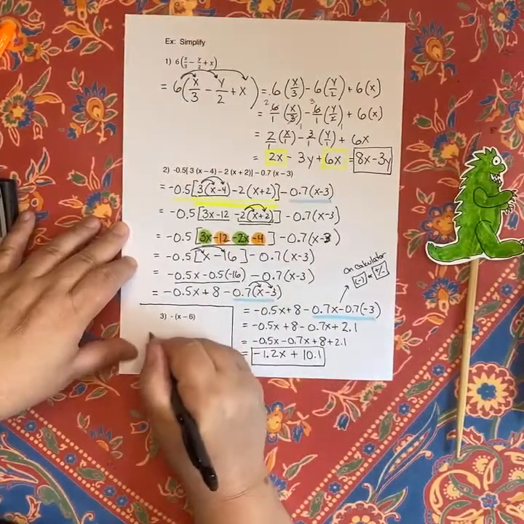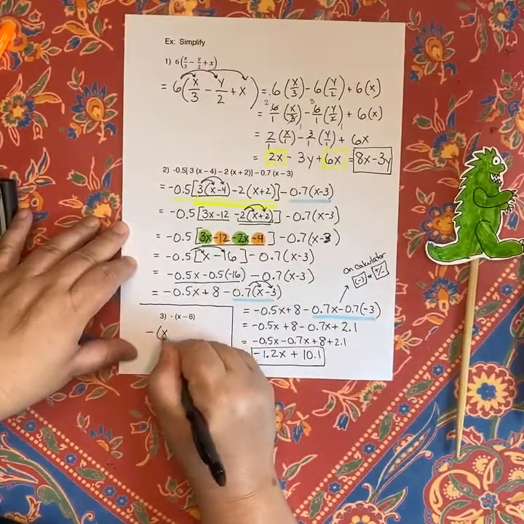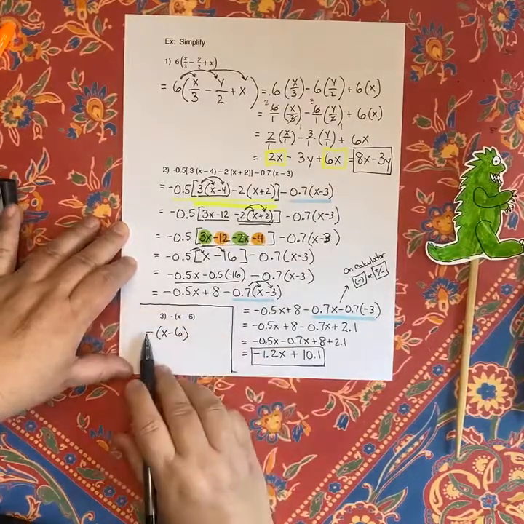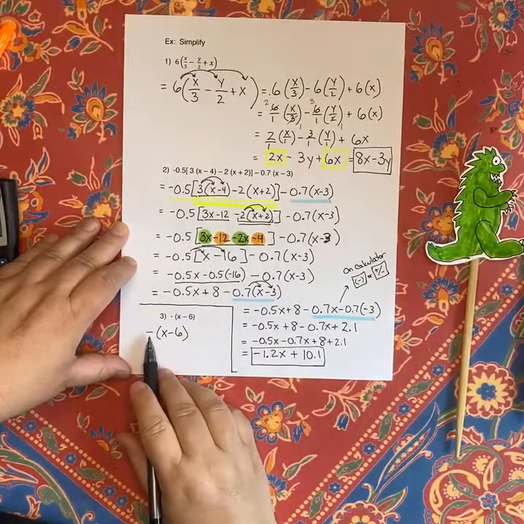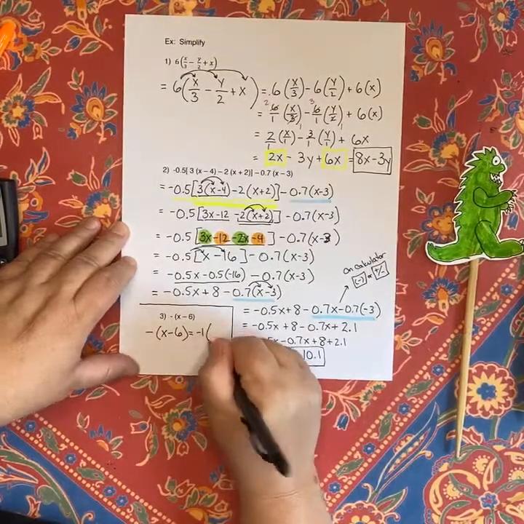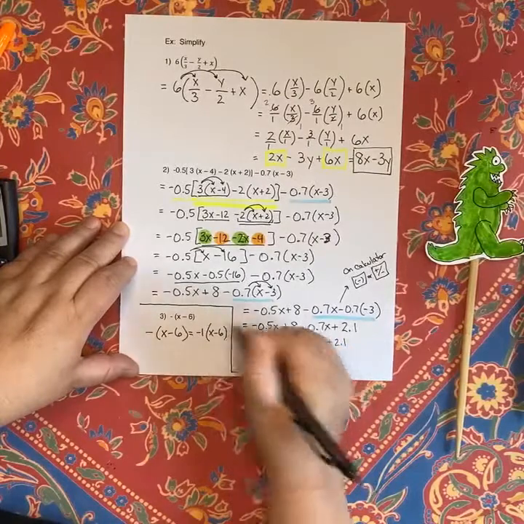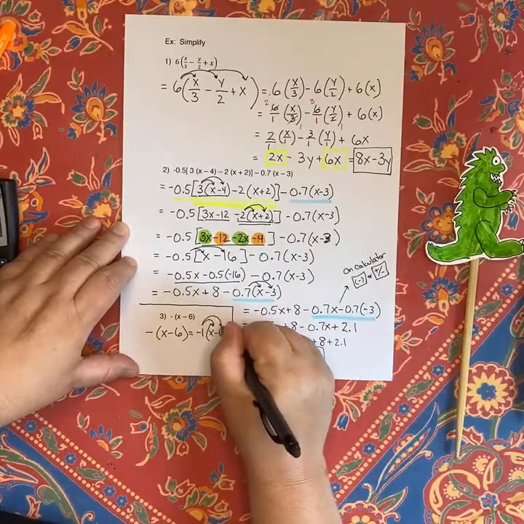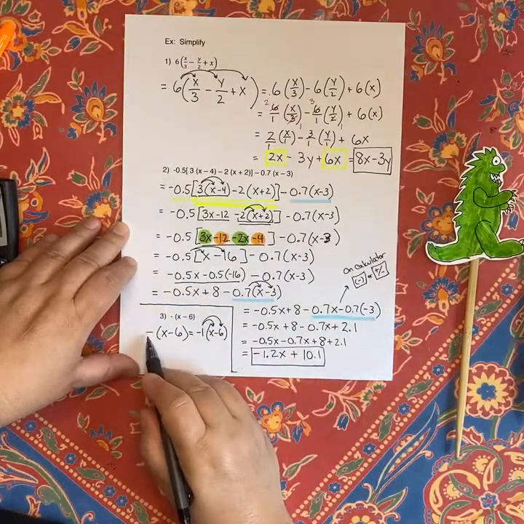Some people get weirded out when there's just a lone minus out in front. And I wanted to point out that this can be seen as a -1 if you like. You don't have to, but you can think of it as a -1. You can also think of it as just a minus.